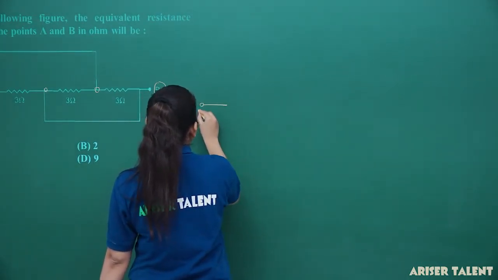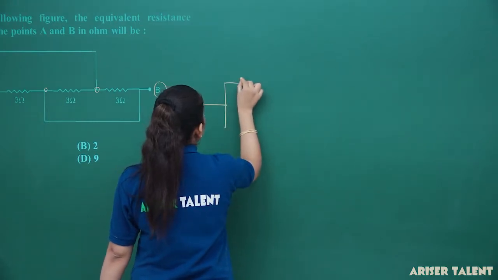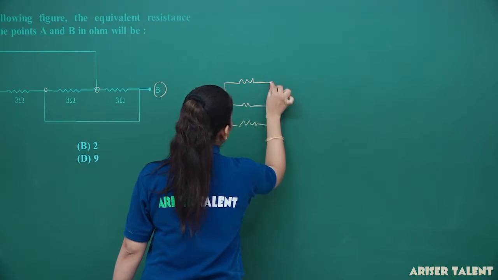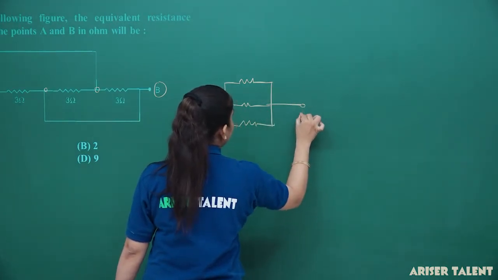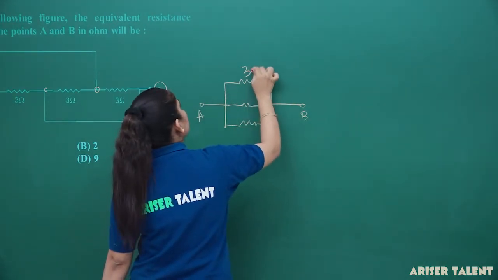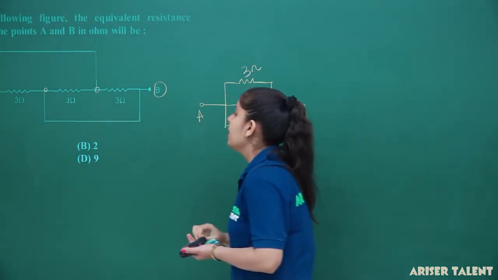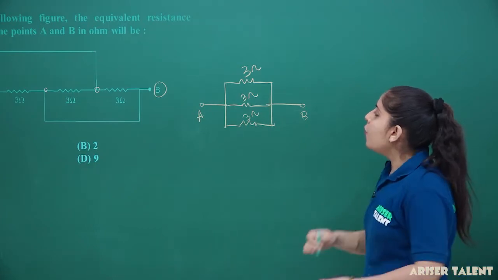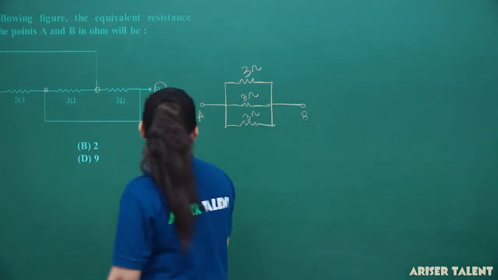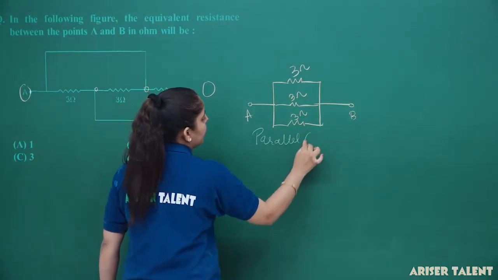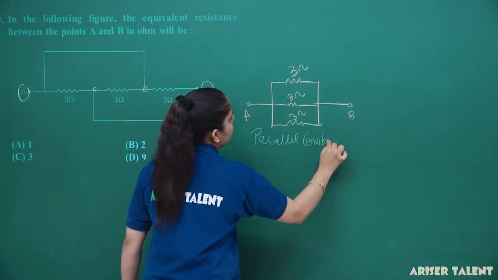This is our point A, this is 3 ohm, this is 3 ohm and this is our 3 ohm and they can be connected like this. 3 ohm and 3 ohm. Now, if you want to determine the equivalent resistance between point A and B, as we can see that this is a parallel combination here.